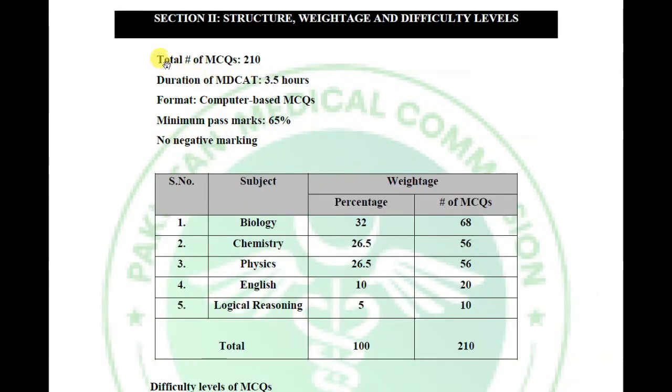First of all, as you can see here, the total number of MCQs is 210. In 2020 MDCAT, the total number of MCQs was 200. So 10 additional MCQs of logical reasoning have been added in this MDCAT, as you can see in this table.